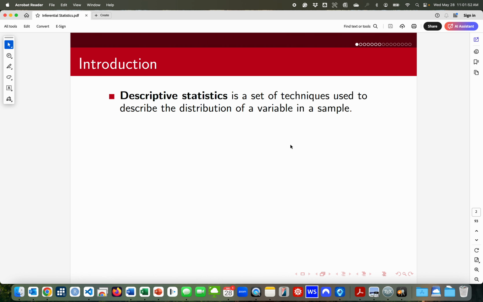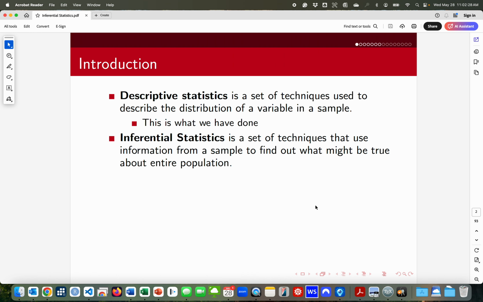So up to this point, we have been thinking about descriptive statistics. The descriptive statistics are used to describe the distribution of a variable in a sample. We looked at a sample of home prices, we looked at a sample of stock returns. That's the sample. And we use descriptive statistics to describe what we're observing in that sample. So the mean, the median, the standard deviation, the variance, skewness, kurtosis, all of those things describe the variable in the sample. That's what we've been doing.